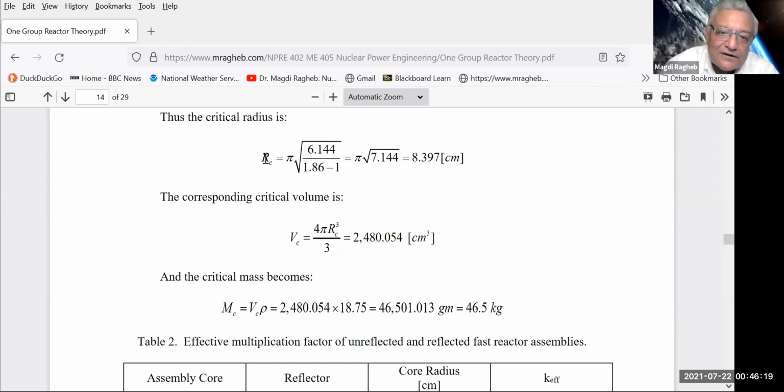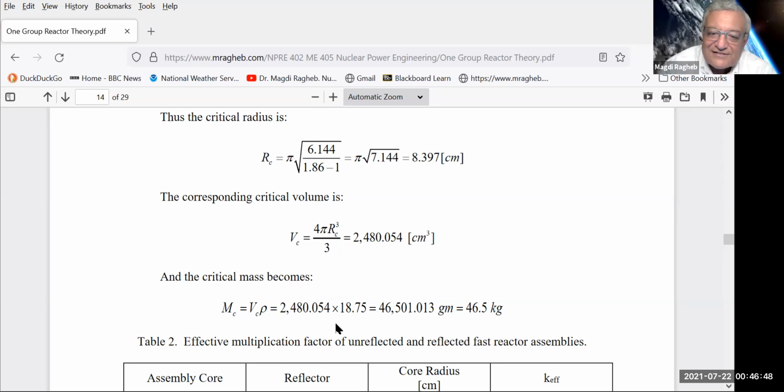So we calculated here a critical radius, and we calculated here a critical volume, 2,400 cubic centimeters. The last step in the design is to calculate the critical mass. How do we calculate the critical mass? It's very simple. You multiply your critical volume by the density of the uranium, 18.75, and you get 46.5 kilograms.